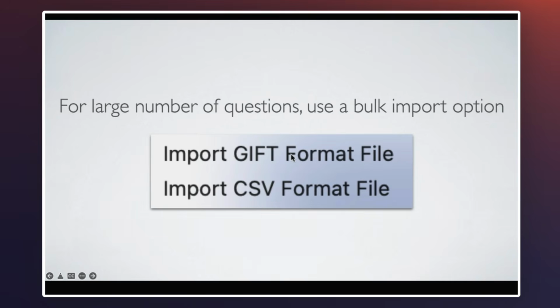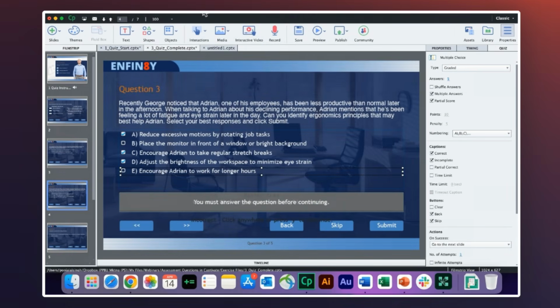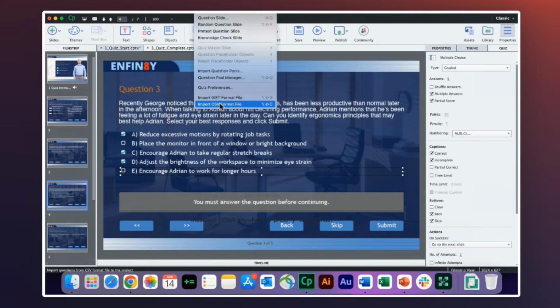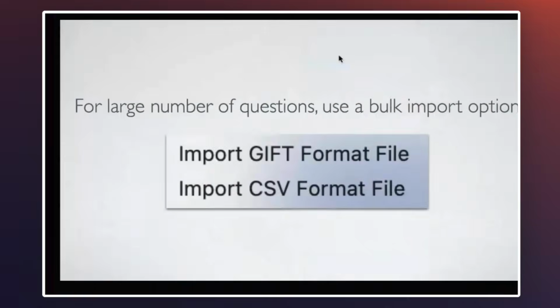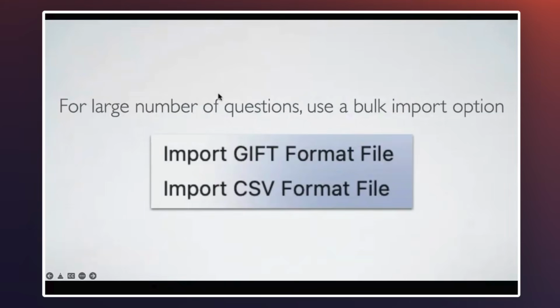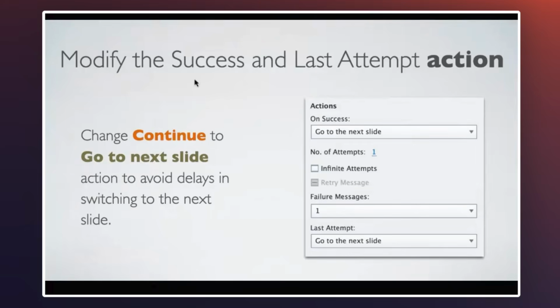GIF file format is an XML file that you can import in your Captivate project, and CSV is a CSV file, and you can import it in your project. And both those options are available here, so you can make use of them if it's a 50 quiz question or a 20 quiz question, or you are adding random questions to your course. You can do that using this. Modify the success and last attempt action.